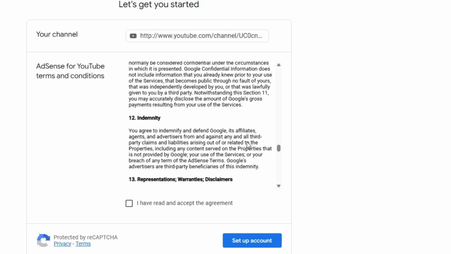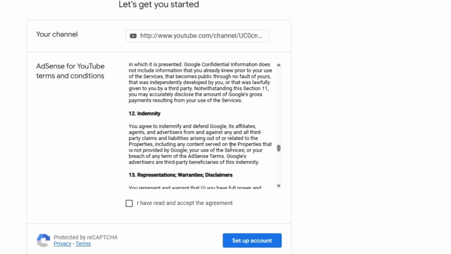12. Indemnity. You agree to indemnify and defend Google, its affiliates, agents, and advertisers from and against any and all third-party claims and liabilities arising out of or related to the properties, including any content served on the properties that is not provided by Google, your use of the services, or your breach of any term of the AdSense terms. Google's advertisers are third-party beneficiaries of this indemnity.